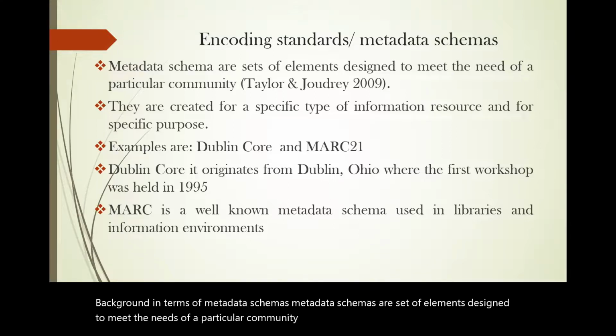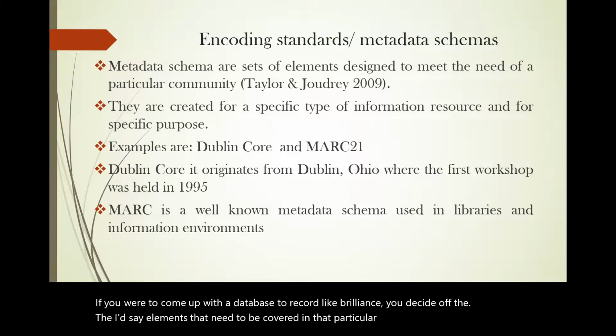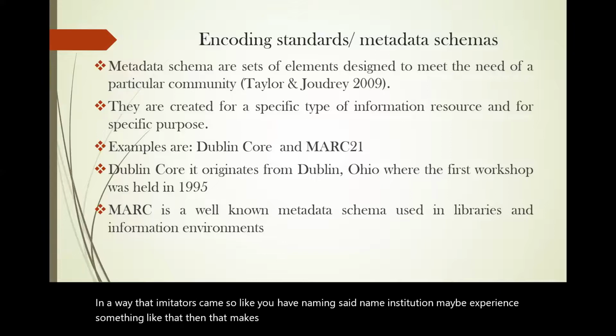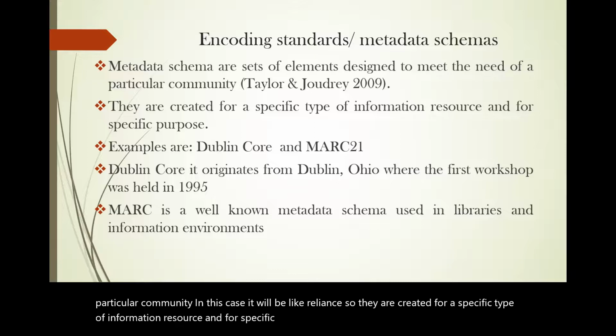Like a database of some sort: if you were to come up with a database to record librarians, you decide the elements that need to be covered in that particular database. So you have name and surname, institution, maybe experience, something like that. That makes it a metadata schema because it is designed for a particular community, in this case, librarians. So they are created for a specific type of information resource and for specific purposes. Examples are Dublin Core and also MARC 21.